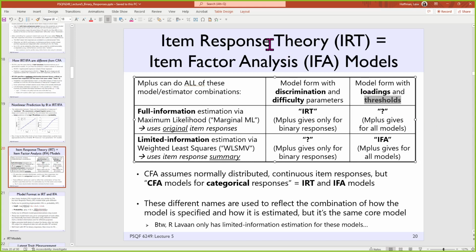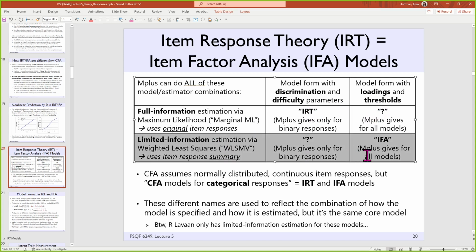So I say in this unit that we're doing IRT/IFA because to me they're the same thing. And which version your software happens to give you is whatever. You can get the other one if you care about it more. Personally, I like the A's and B's better than the loadings and thresholds.